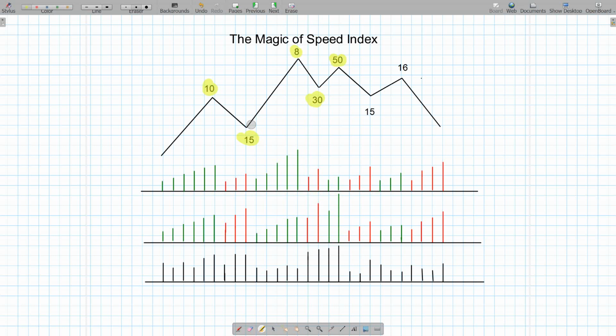So, where do we see change in behavior? Right up here. Okay, from 8 to 30, that's a change in behavior because all the previous speed index numbers were 10, 15, and another change in behavior is that 50. It's not a normal speed index either, okay? It's very high. And then we start going to normal ones.